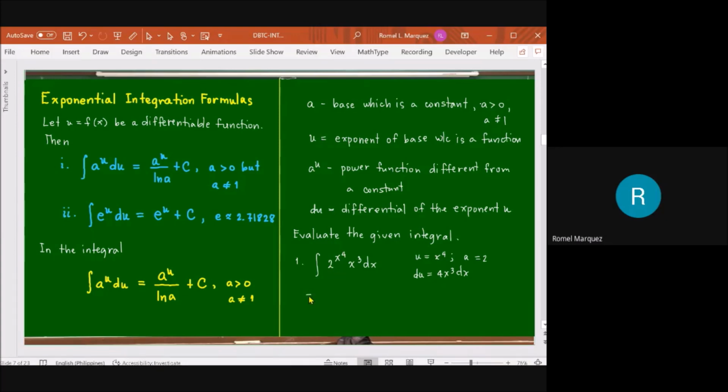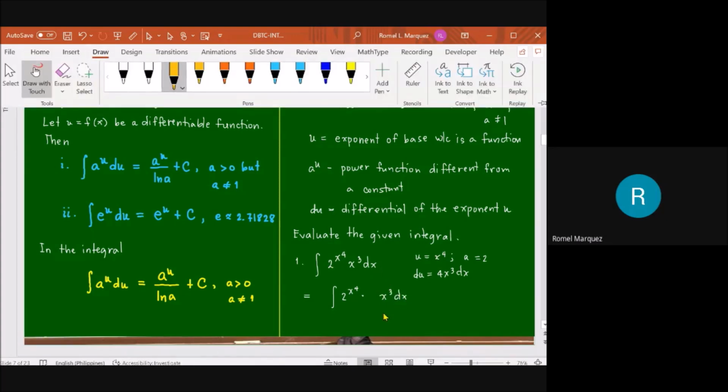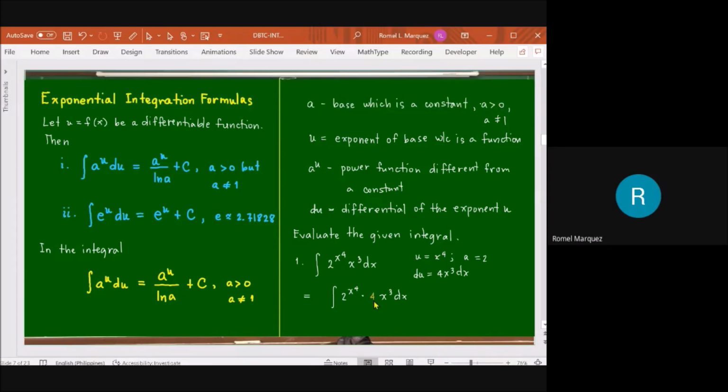Okay, so what do you want, simple substitution or correction factor? If you use the correction factor, this can be written as the integral of 2 to the x to the 4th times x cubed dx. We supply 4 here as a factor, then balance it outside by 1/4.